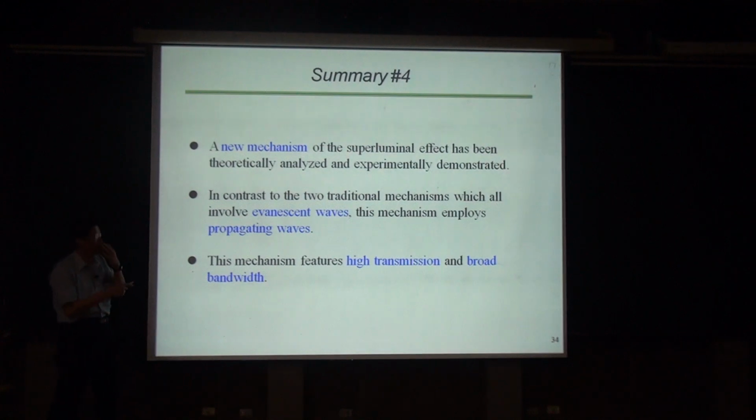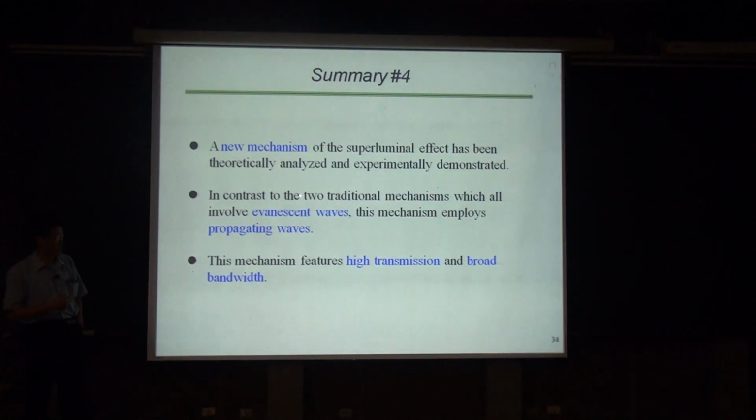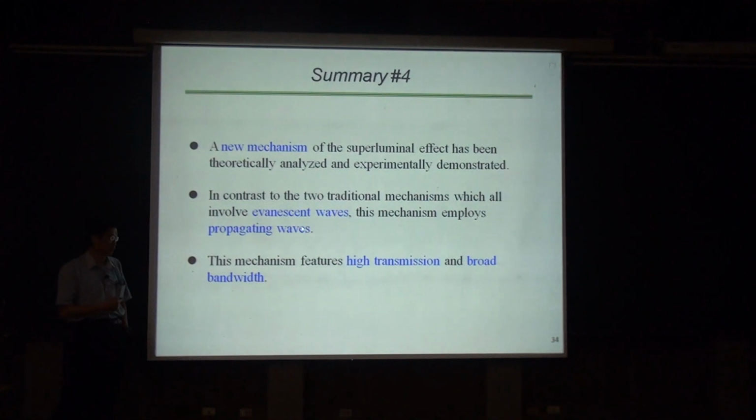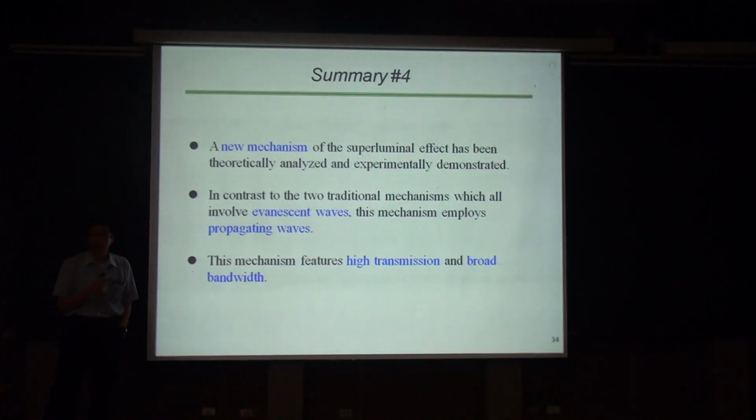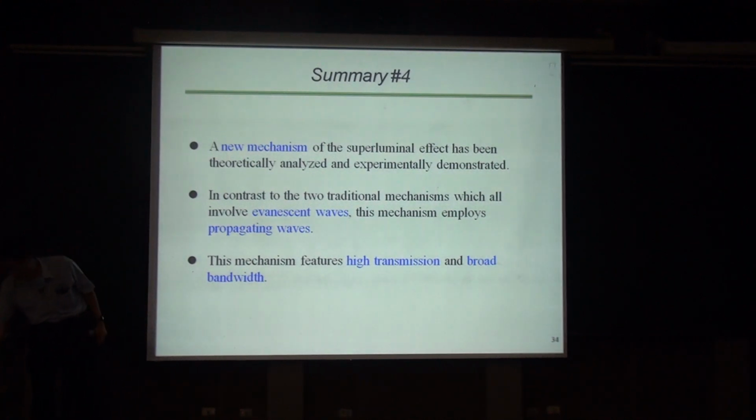So this is the fourth summary. This is a new mechanism of the superluminal effect. We have theoretically analyzed and experimentally demonstrated it. In contrast to the traditional mechanism, which involves an evanescent wave, this mechanism employs a propagating wave. We have high transmission and broad bandwidth. So what's next? Next is to manipulate, to control the group delay.